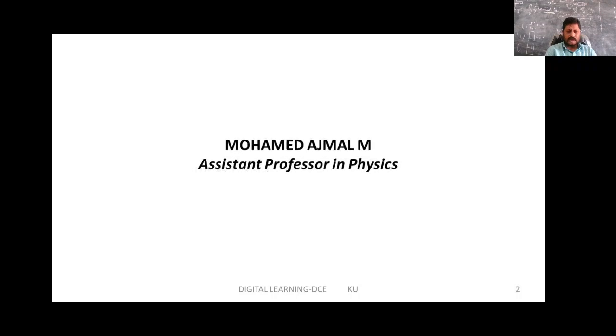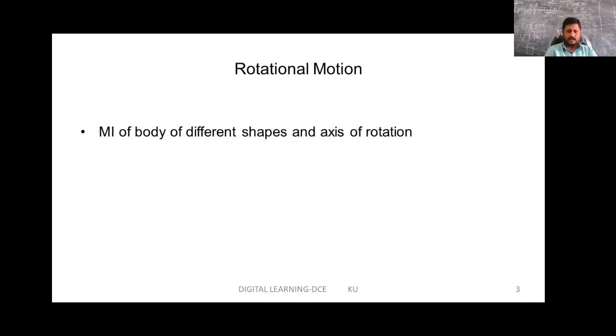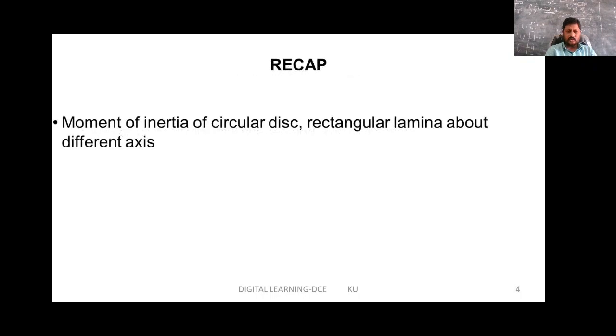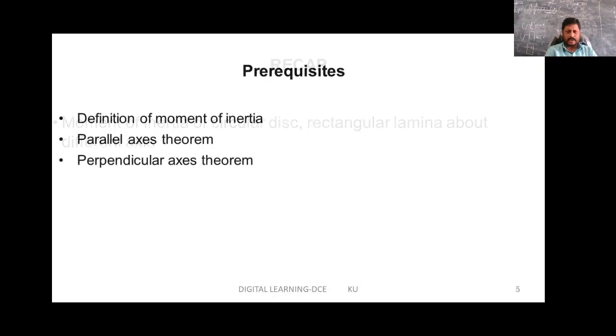So in the previous classes, you might have studied the definition of moment of inertia in the lower classes. The moment of inertia is defined as the mass of the body and the square of the distance between the axis of rotation and the particle which is rotating.